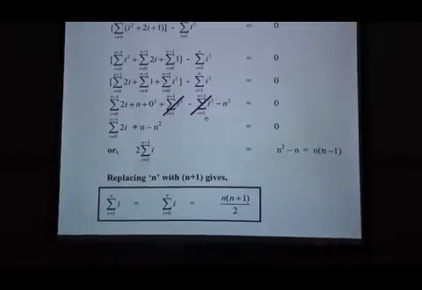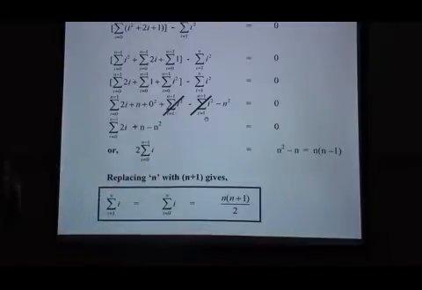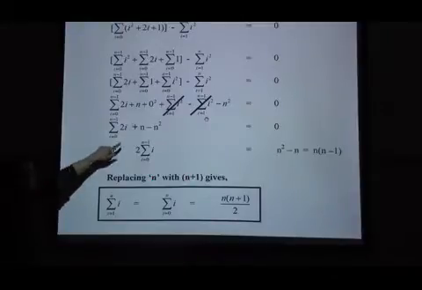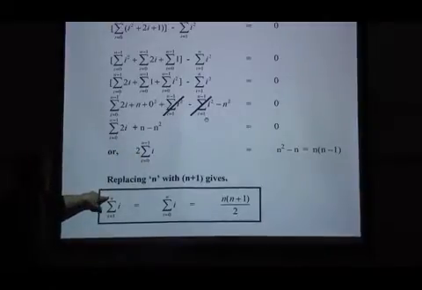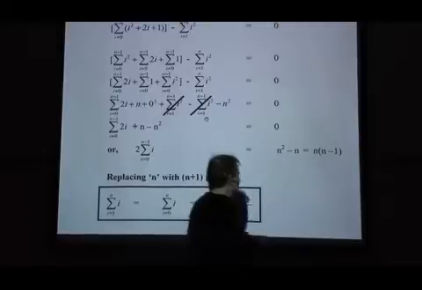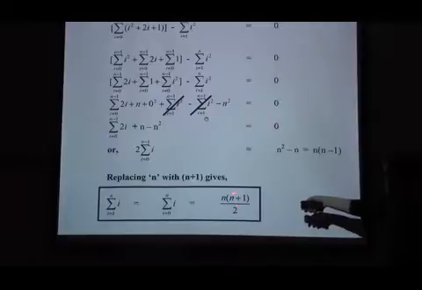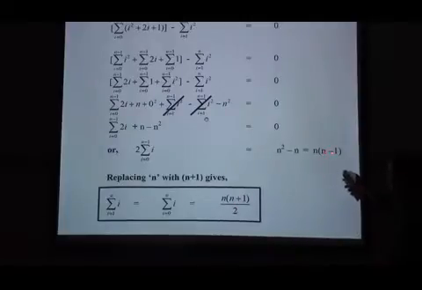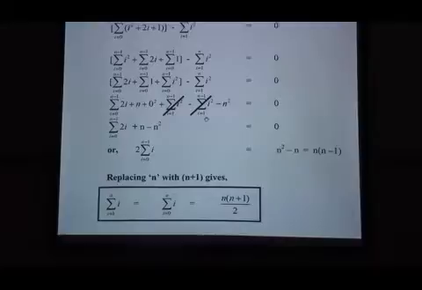Now what I want is the summation from 0 to n, so I can replace n with n plus 1. When I replace n with n plus 1, I get n plus 1 minus 1, which is n, over 2. So here's our summation. Okay, any questions?